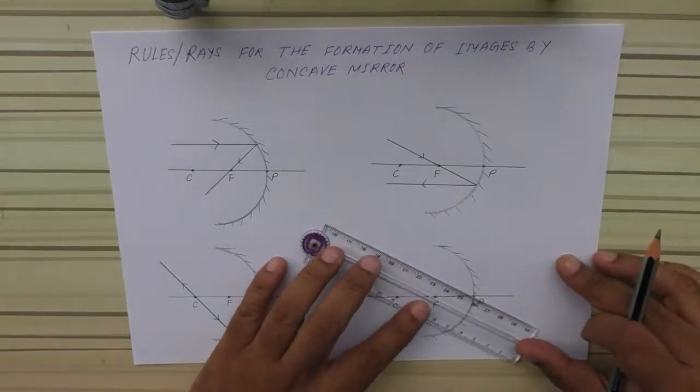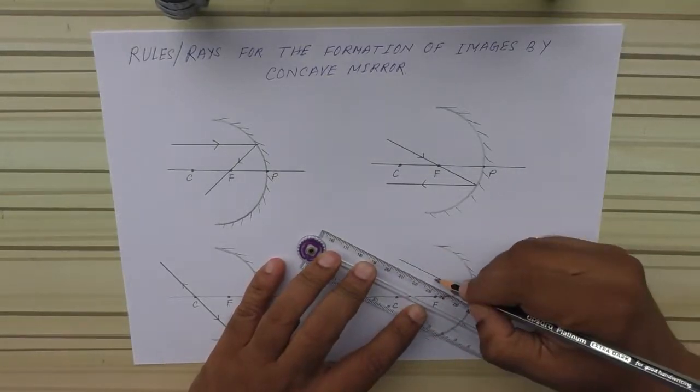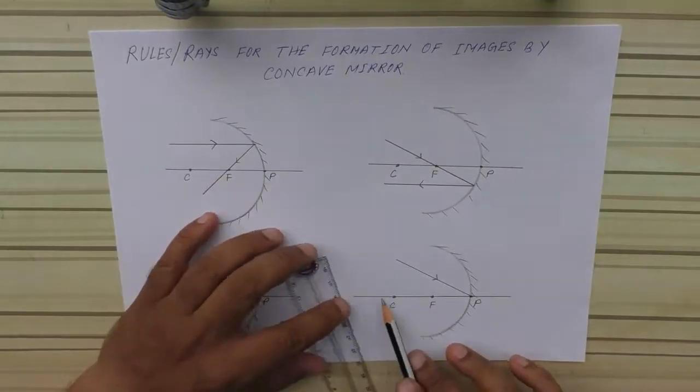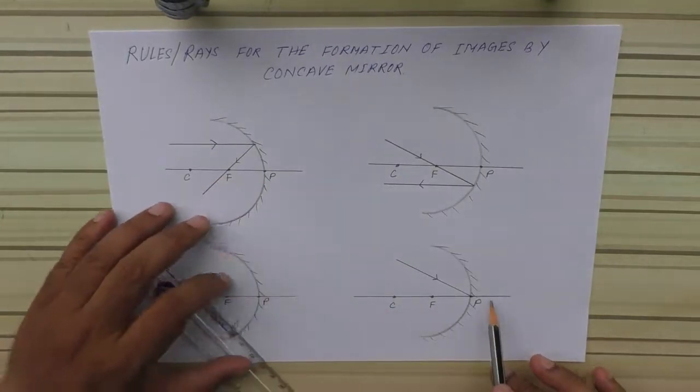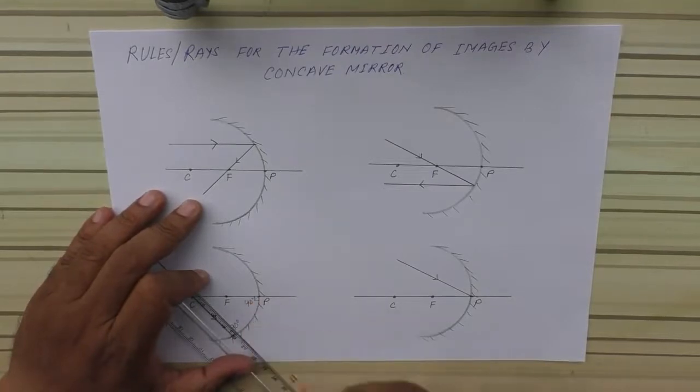Another rule we can use, if a ray of light is incident at pole, this ray of light is incident obliquely, and here principal axis behaves as normal because principal axis makes an angle 90 degree to the mirror.